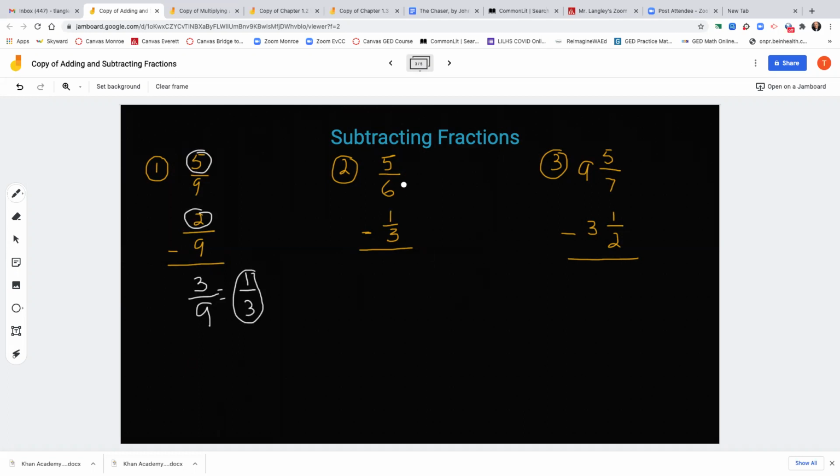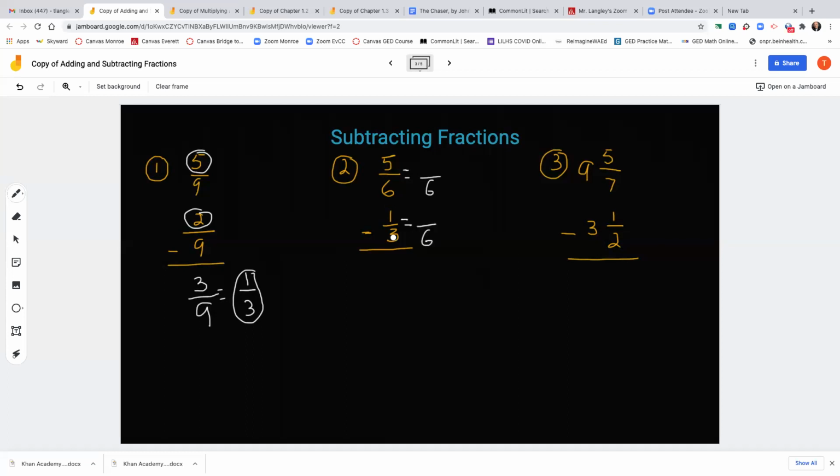All right, next one, 5/6 minus 1/3. All right, I have different denominators. So first thing I'm going to do is write my equal sign. I'm going to ask myself, what's the lowest number that both 6 and 3 go into? Well, they happen to both go into 6. Okay, now if you were thinking 12 or something like that, look, don't forget that maybe the biggest of the two is a number they both go into.